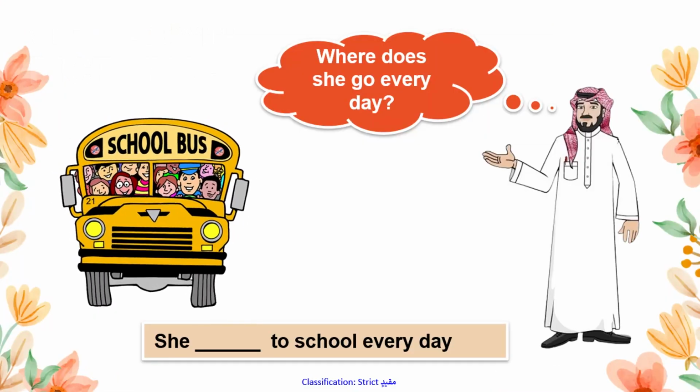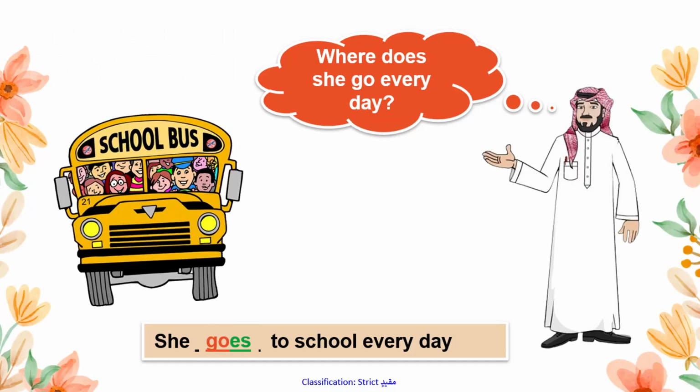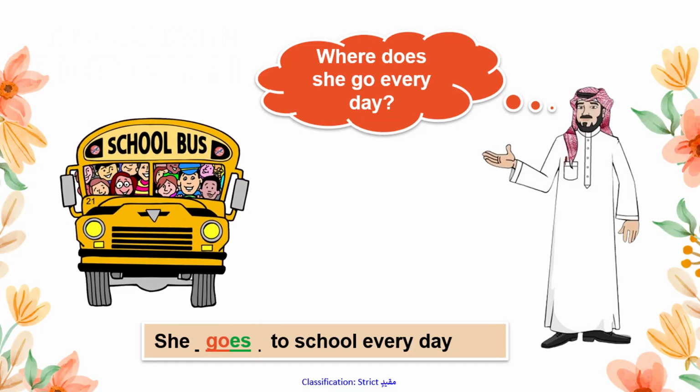Let's look at a daily routine example. She goes to school every day. This sentence uses the present simple to describe a regular activity, highlighting the consistency of her actions.